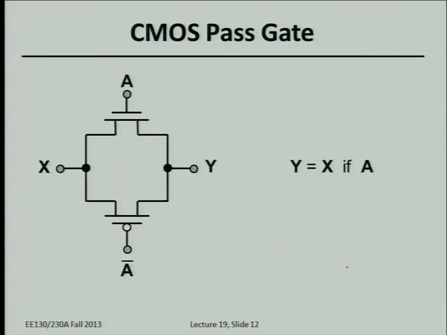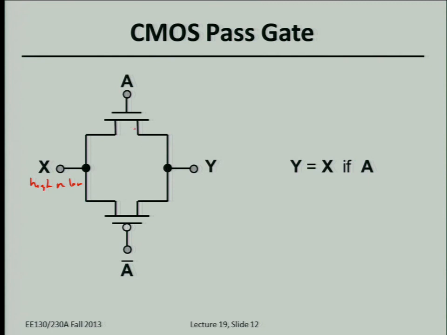Okay, so one final thing is how do you just pass a signal? Let's say you would like to gate a signal, a voltage signal. It could be high or low, right? X can be high or low. It can be 0 to VDD. How do we, let's say with a clock signal, pass information from X to Y only when you want? Okay, so this is called a pass gate. So how does a pass gate work?